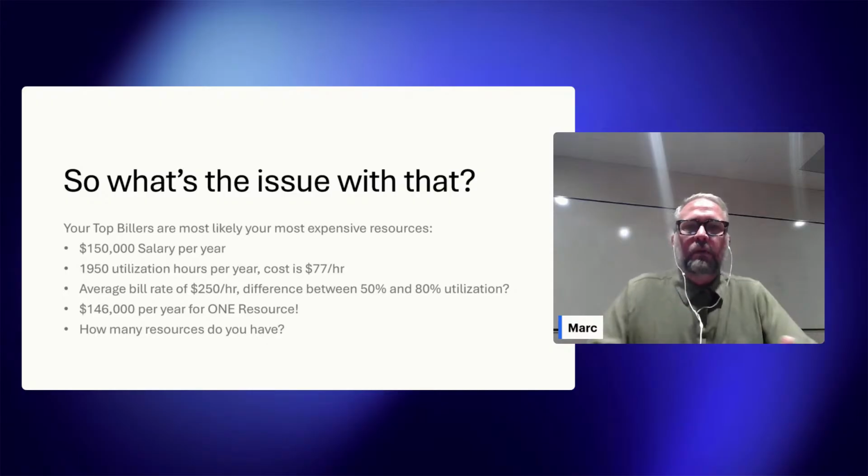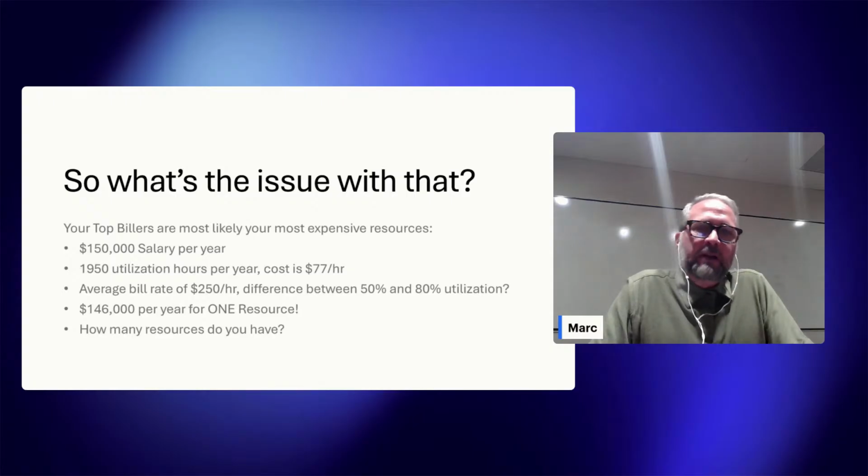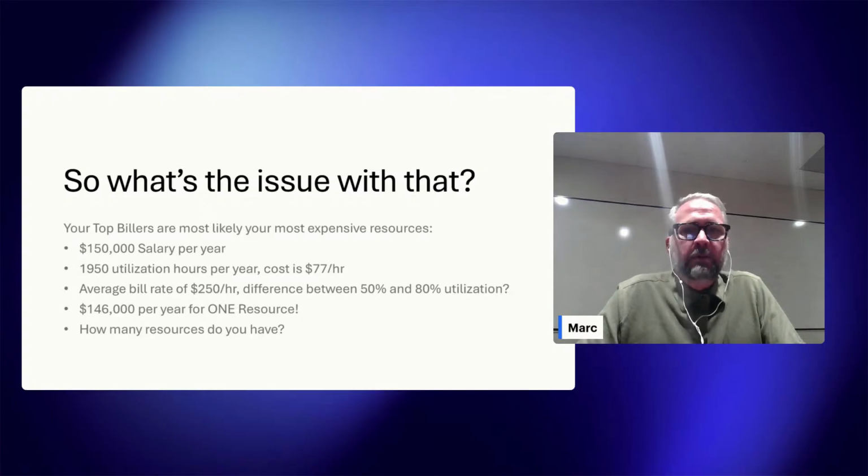So what's the issue with that? Well, if you take a top performer, let's just use a number like $150,000 base salary, calculating on a full 100% utilization of 1,950 hours in a year, you're looking at around $77 cost an hour for that resource. And if your average bill rate is around $250, not uncommon in the industry we serve for a top tier analyst, could be higher, but that's the average that we see. Average bill rate of $250.